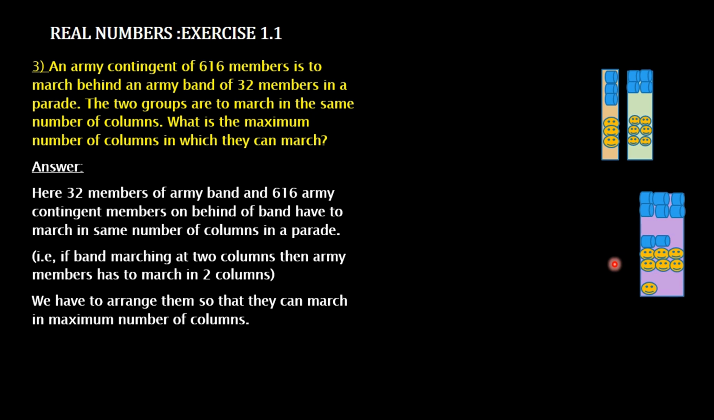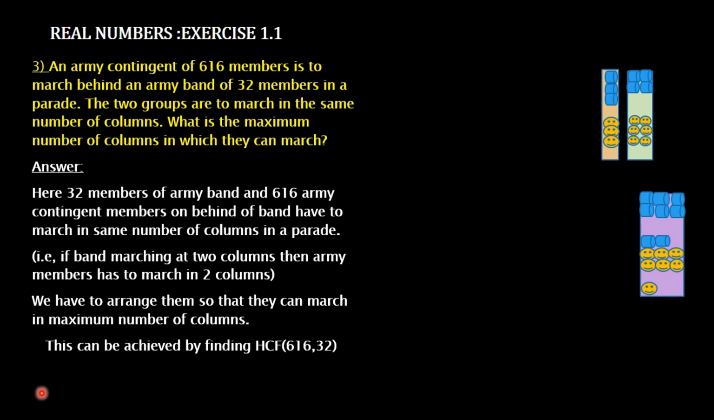Okay. Here 1 is a factor of both, no problem. Here 2 is a factor of both, we have no problem. What about 3? 3 is not a factor, so we have to face a problem here. So we have to find a factor of both for this arrangement, and also we have to find the highest among them so that we can arrange them in the maximum number of columns. So what do we have to find here? We have to find the HCF of 616 and 32 to find the arrangement here.